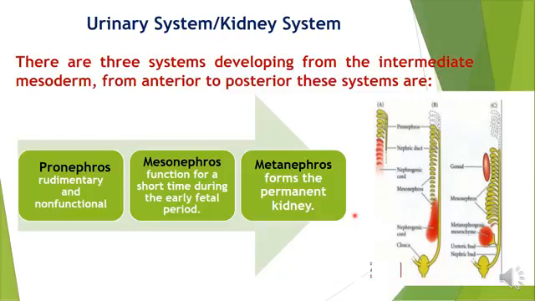First, the urinary systems or kidney systems. There are three systems developing from the intermediate mesoderm, forming anteriorly to posteriorly. These systems are: first, the pronephros, rudimentary and non-functional. Second, the mesonephros, functional for a short time during the early fetal period. And third, the metanephros, forming the permanent kidney. Pronephros, mesonephros, and metanephros.